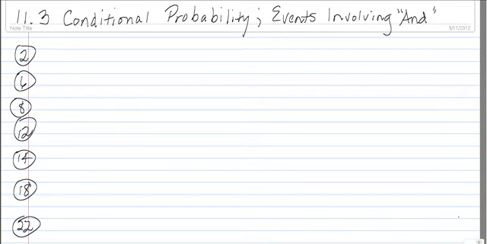Today we're taking a look at some sample problems on section 11.3, which deals with conditional probability and events involving the word and. And we'll begin with number 2. It says, for each experiment, determine whether the two given events are independent. Independent events, remember, mean that the outcome of one event in no way affects the outcome of the next event.